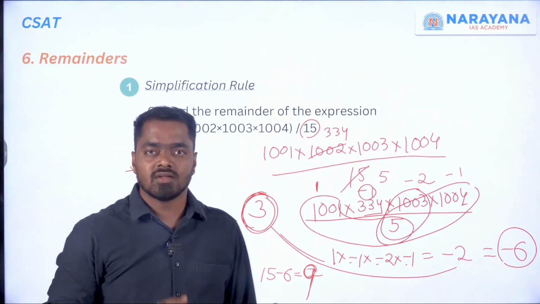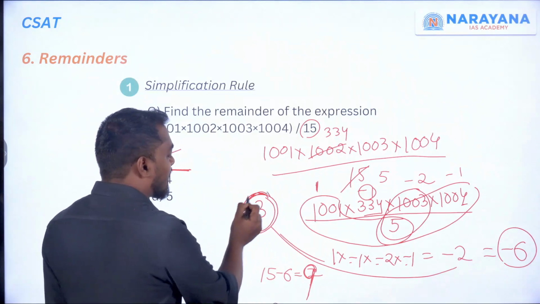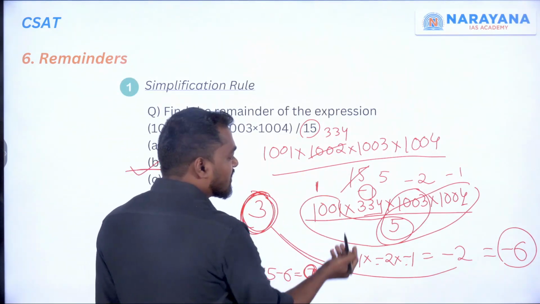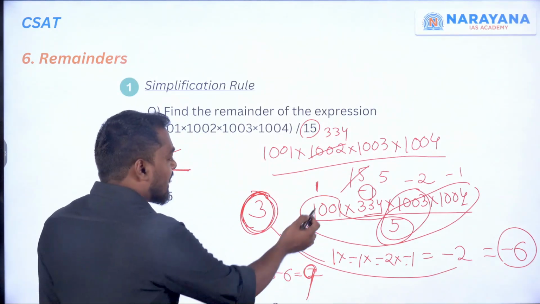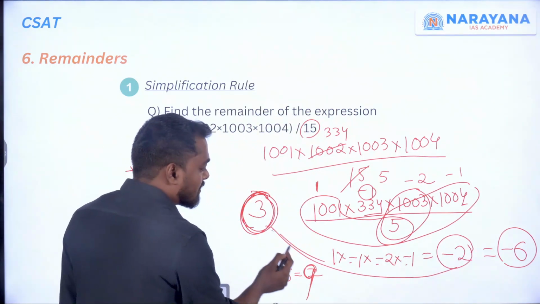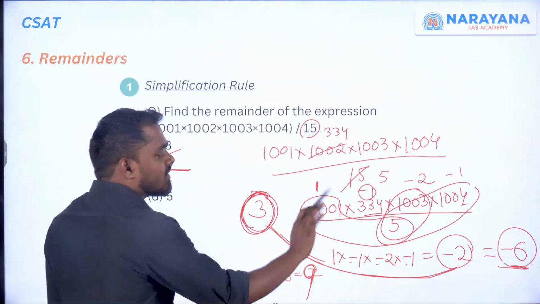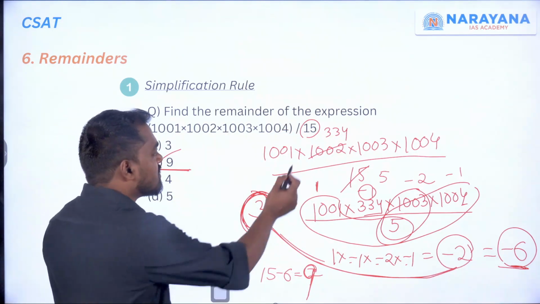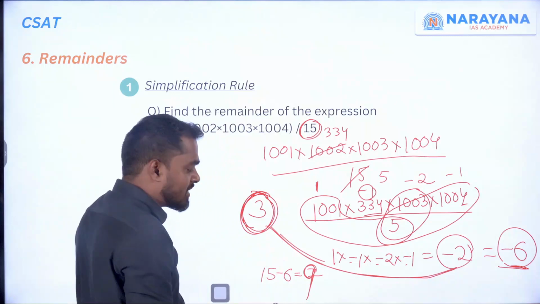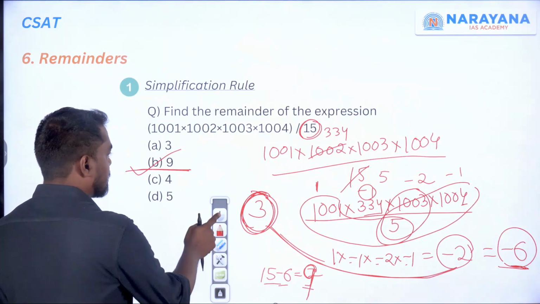Understood? This is how we should apply the simplification rules. Take out any common factor, then apply the simplification rules of negative remainder and the individual division. You are getting minus 2. So multiply these two, 3 into minus 2, that is minus 6. The remainder cannot be negative. So take it out from the original divisor, 15 minus 6 is 9. That is your answer.